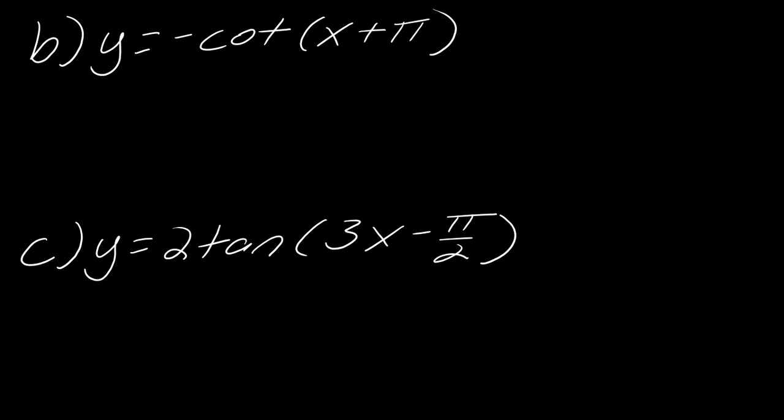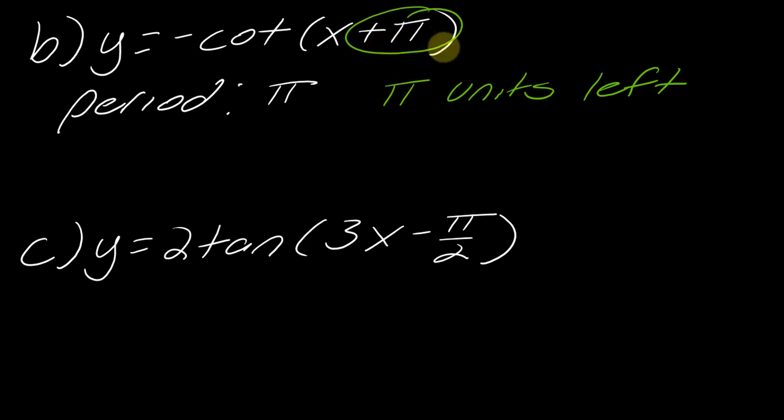Okay, so now let's look at some examples where we actually have to think about the period. We're not worried about amplitude, remember, we're just worried about period and translations. So with this first one, I don't have any number attached to the x, so the period in this case will just be pi. When you don't have a number attached to the x, the period of tangent and cotangent is pi. And then I have this plus pi. This plus pi is a translation. It's moving it either to the left or to the right. In this case, it's moving it pi units to the left.